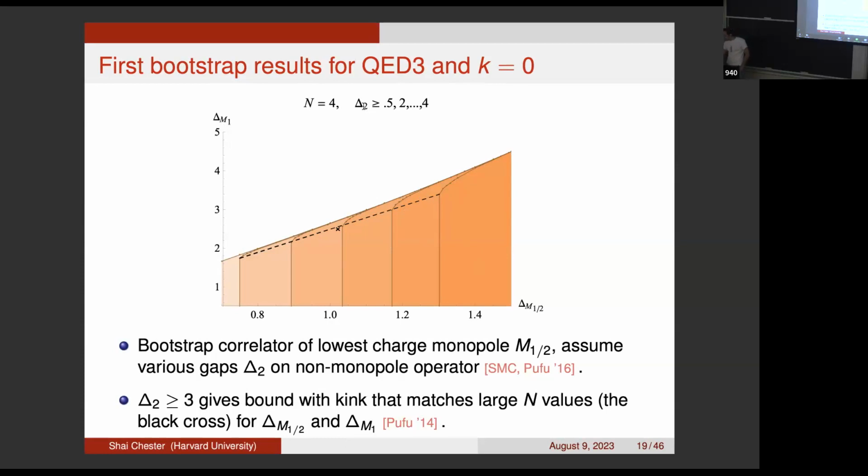And so the claim is that there was a certain value of this gap, 3, such that we got a kink which matched the large flavor estimates for both monopole operators. So the non-trivial thing is that we put in one number and we got out predictions for 2 numbers, both of which matched largely. And so this was kind of a first baby step towards maybe finding this theory and solving it using the bootstrap. Of course, this is just a kink, and also we had to put in this unjustified assumption of the gap of one of these non-monopole operators.